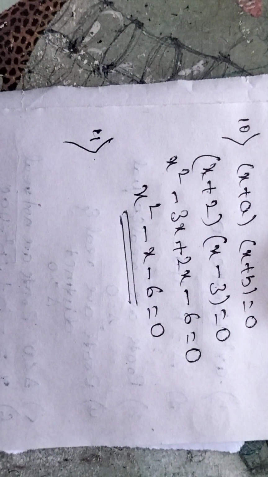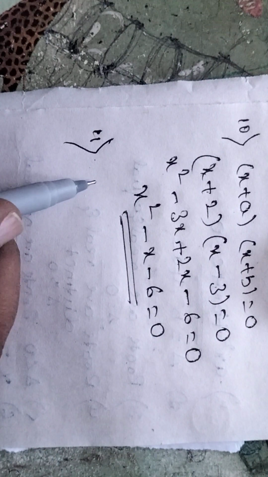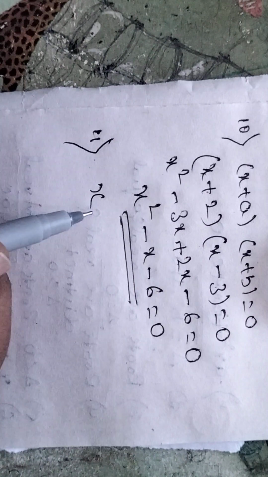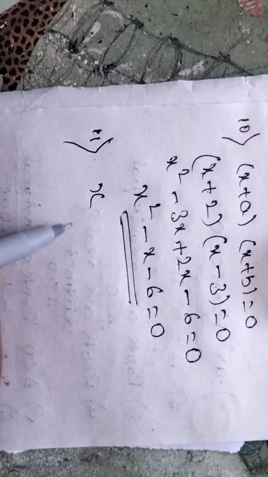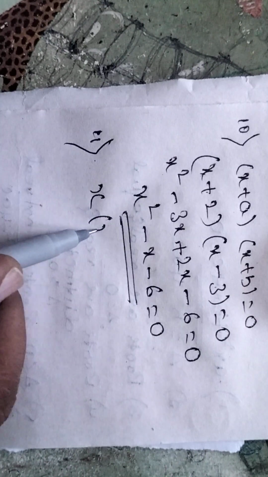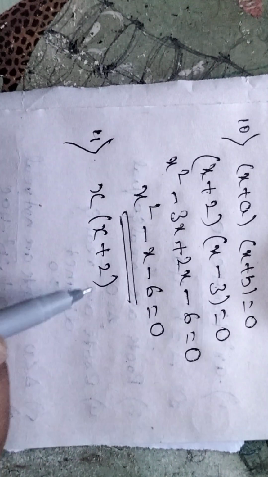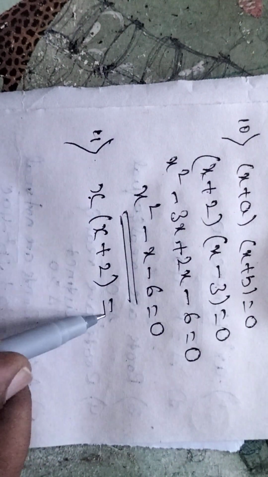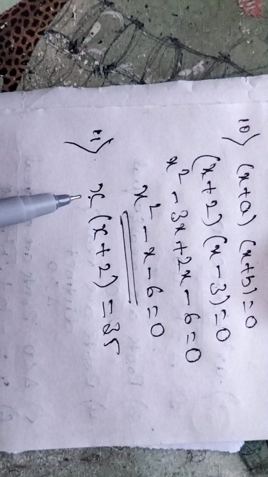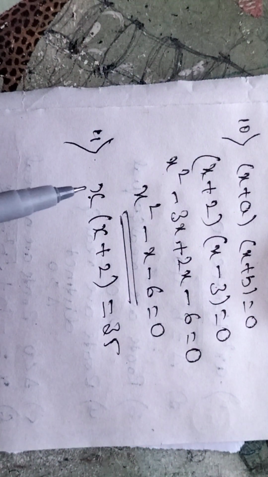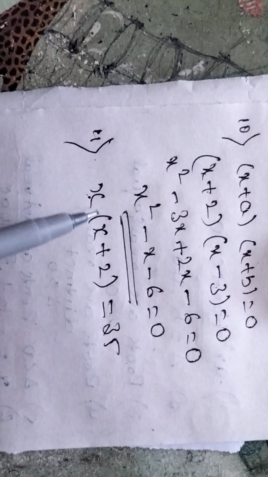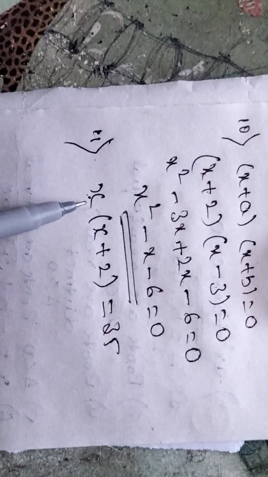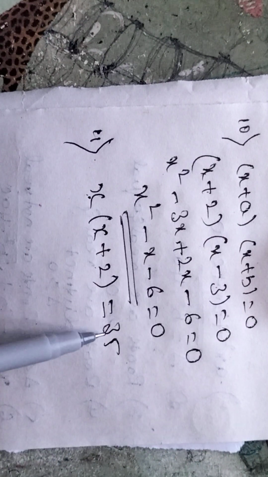Let one positive consecutive odd number be x, and another consecutive positive odd number be x plus 2. If we multiply both, we will get 35. The product of these two will be 35.